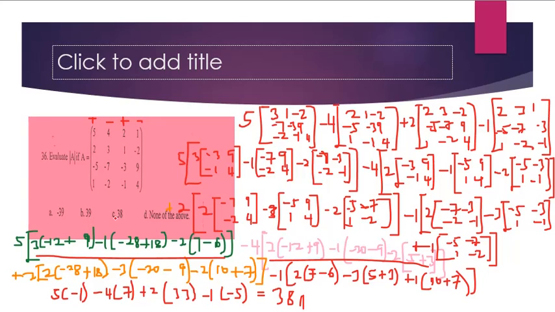So from here you can notice that the final answer for our question is what? C, that's 38. So this is how you find what? The determinant of what? A 4x4 matrix, okay.